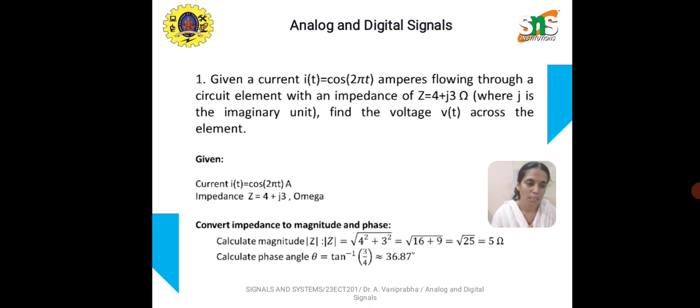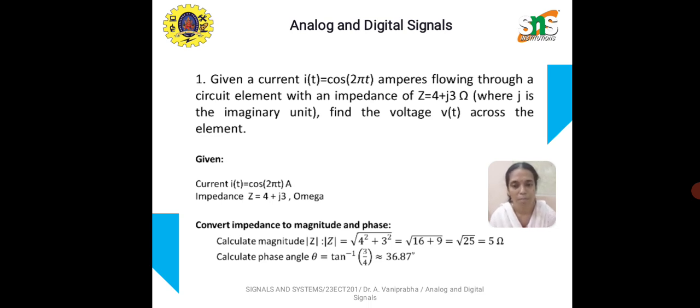Before proceeding with the problem, we have to identify the magnitude part and the imaginary part. As the impedance is a complex number, we have to find the magnitude of the complex number.